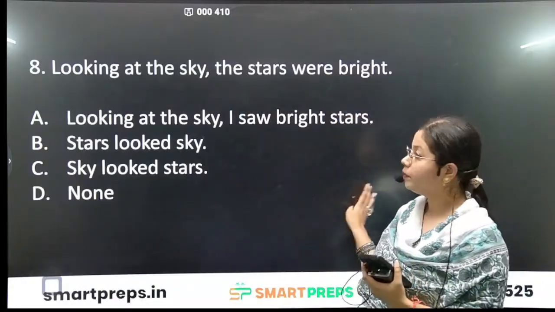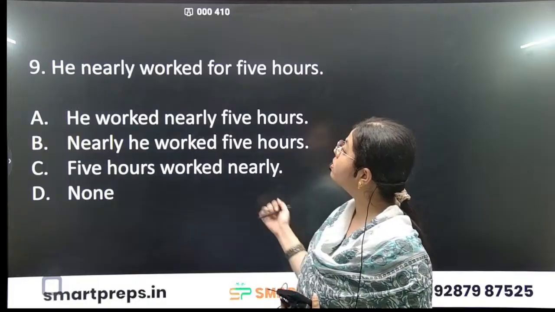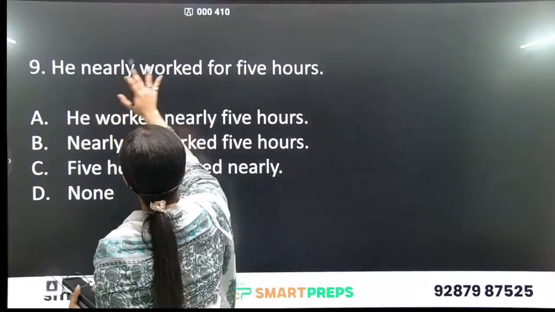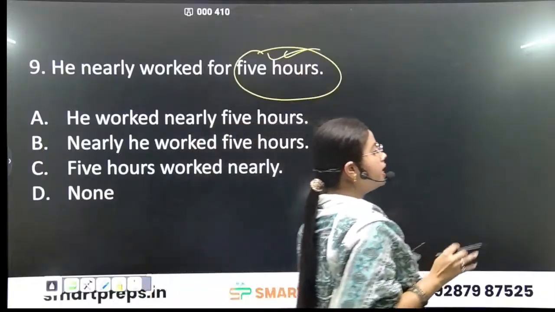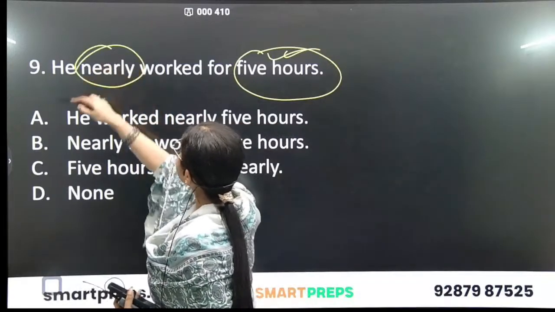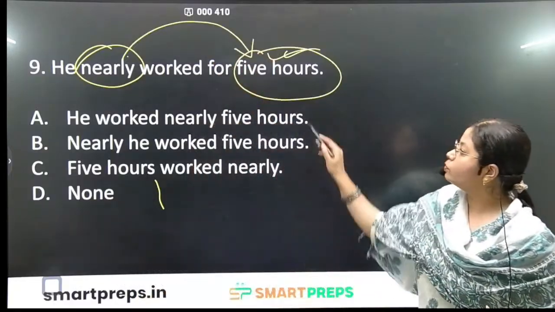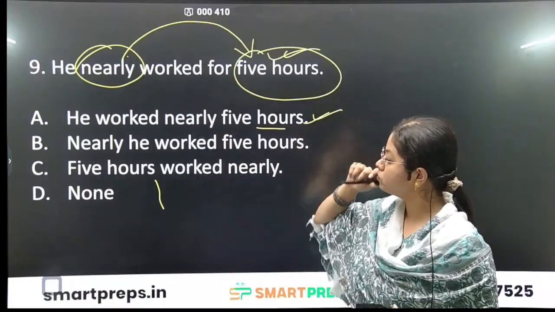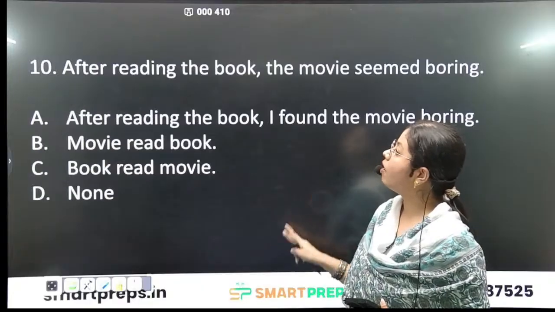Next, he nearly worked for 5 hours. What is being emphasized here is that he nearly worked for 5 hours. The 5 hours is mentioned clearly, how many hours he worked. Now what does the modifier nearly modify? So the modifier has to be placed with 5 hours. That is why option number A is correct. He worked nearly 5 hours. Nearly modifies 5 hours.